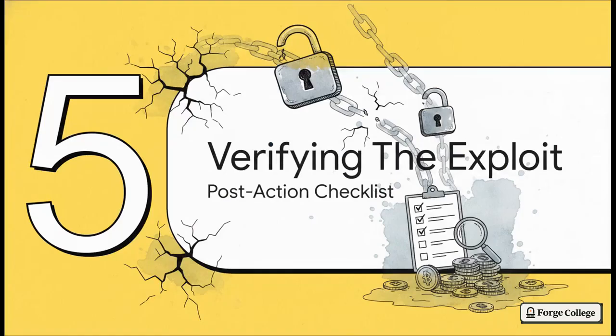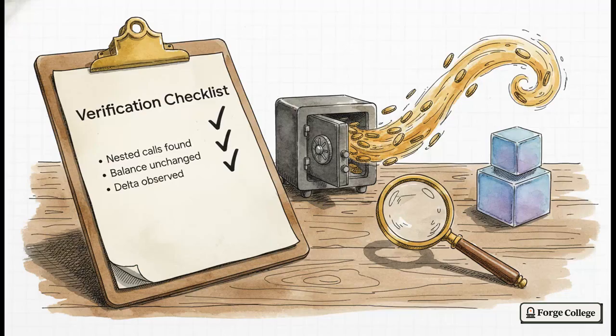All right, Section 5. Verifying the exploit, the post-action checklist. A successful heist needs some verification, right? So let's run through our criteria to prove the exploit worked exactly as we intended, without any weird hiccups. Kicking off this post-action checklist confirms we've got a textbook reentrancy attack on our hands. First, we clearly see the nested call frames in the trace, proving our control flow manipulation worked like a charm.